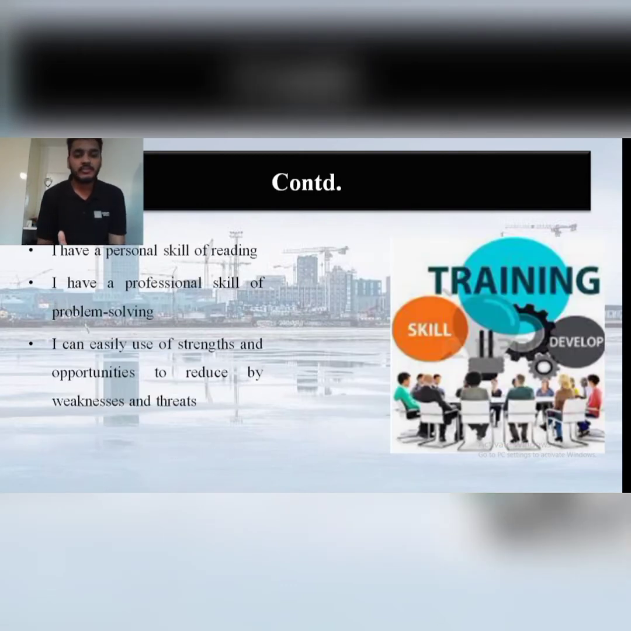My main strength is the authorization of self-confidence in studying while implementing a wide range of personality in the future. I have a personal skill of reading. I have a personal skill of problem solving. I can easily use strengths and opportunities to reduce my weaknesses and threats.